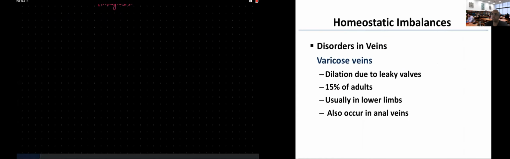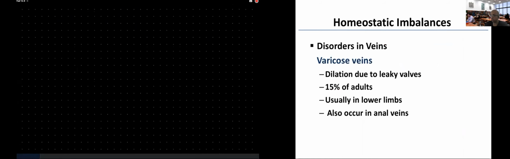Moving on to the homeostatic imbalances that are related to the blood vessels. First, we get the varicose veins. Varicose veins are dilated veins due to leaky valves. They are not uncommon. They are present in almost 15% of adults. They usually appear in the lower limbs. Also, it's common to see them in the anal veins. What is the problem in here?